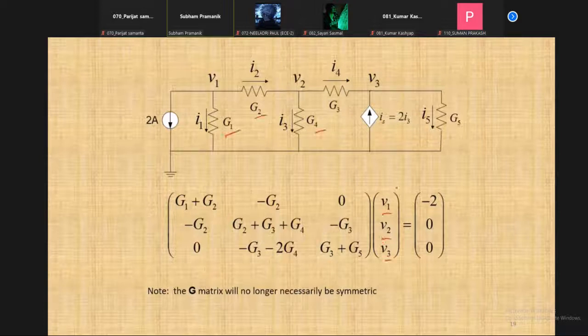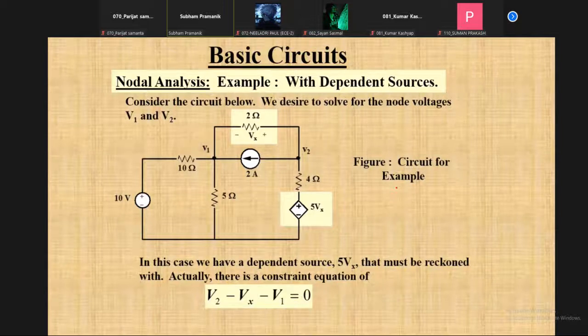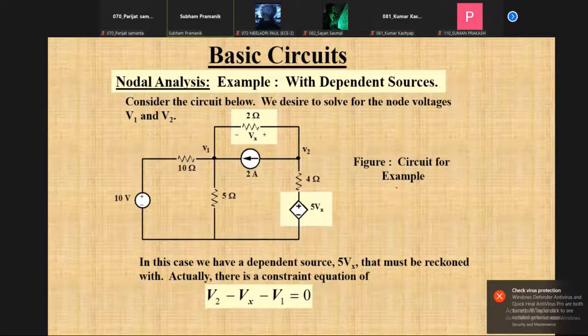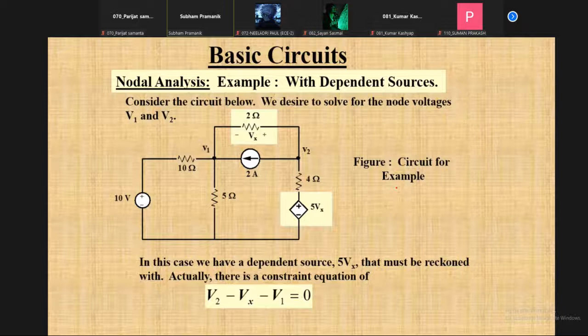Next is another problem, an example with a dependent source. Would you like to try this? See, the question is to solve for the node voltages V1 and V2. Would you like to solve this, or shall I show you how to solve? So you can try.